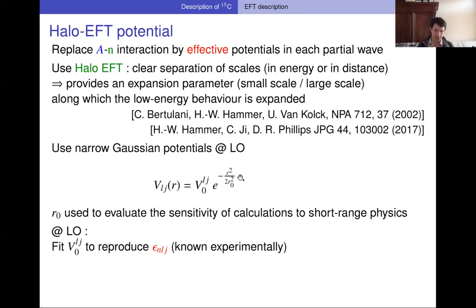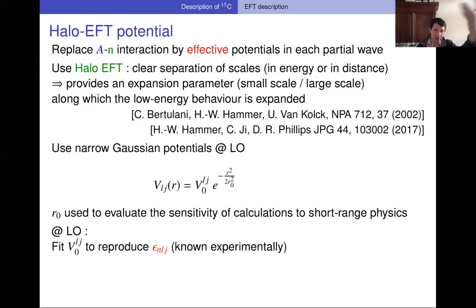The radius of that Gaussian, R0, the short-range cutoff if you want, is not a parameter that you vary in order to fit anything, but it's a way to evaluate the sensitivity of your calculations to the short-range physics. So you change R0 and you see how sensitive you are to R0, and from there you can get some information. At leading order, you have just one term, which is this Gaussian, and one parameter, which is the depth of the Gaussian. And you fit to the most important parameter, which is the binding energy of the system. Usually that's known experimentally.